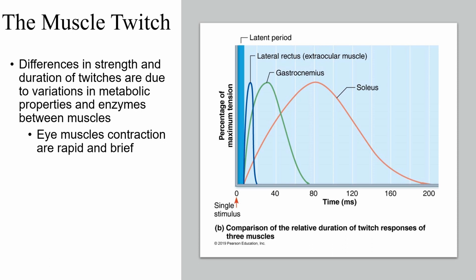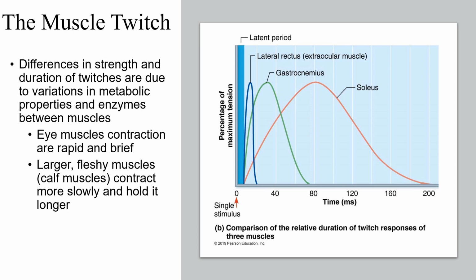But muscles that are larger, for example, these fleshy ones of our lower leg, the calf muscles, are going to contract slower and longer. And so we have the gastrocnemius and the soleus, which are two muscles that are in your lower leg, in the calf area. The gastrocnemius has a different type of muscle twitch than we have in the soleus.